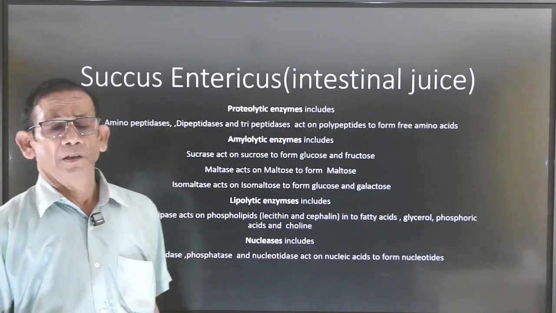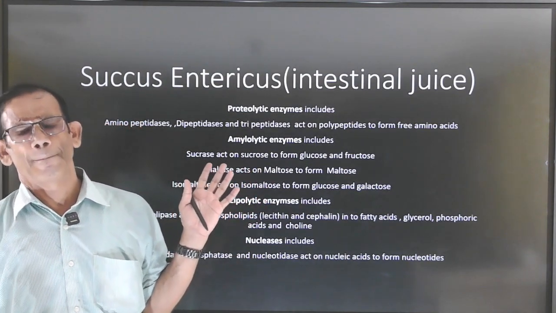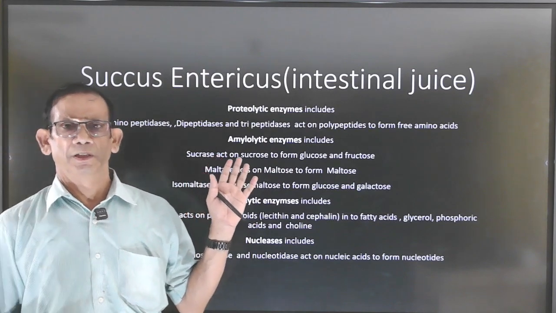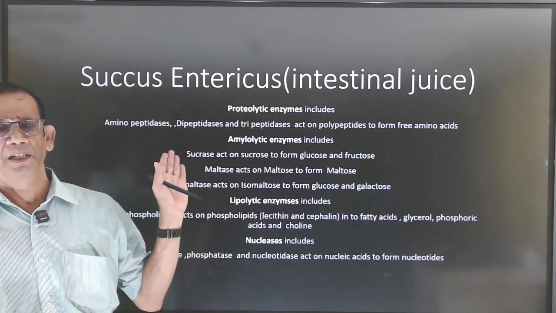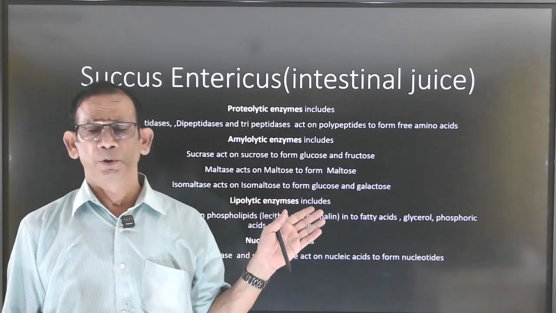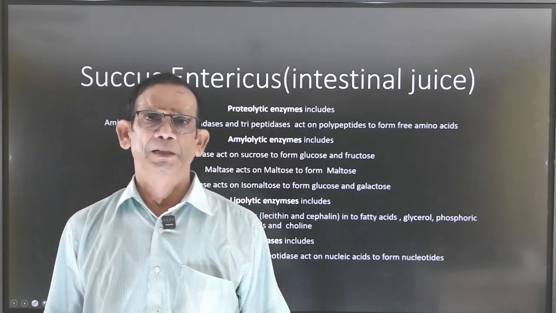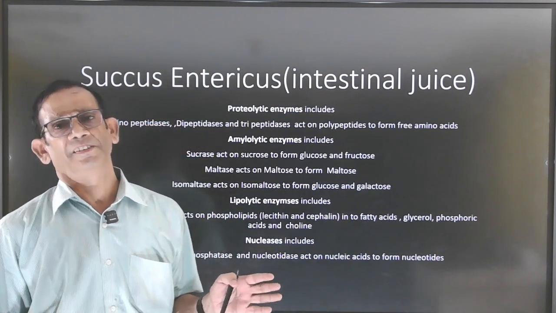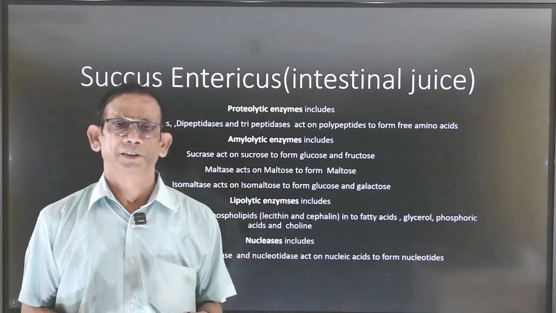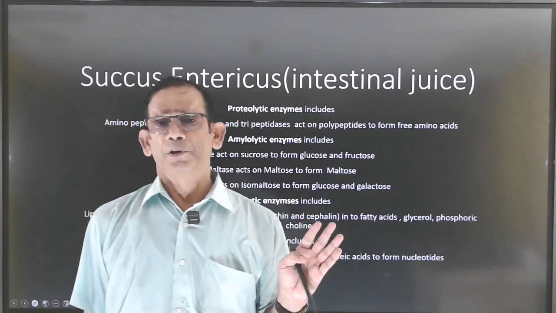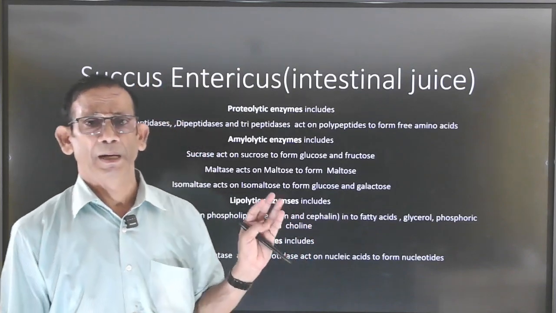Now, we have already described the pancreatic juice and bile juice. Now it is about intestinal juice. The total intestinal juice present in the intestine is collectively called succus entericus. So what does succus entericus contain? It contains all the proteolytic enzyme, lipolytic enzyme and amylolytic enzyme.